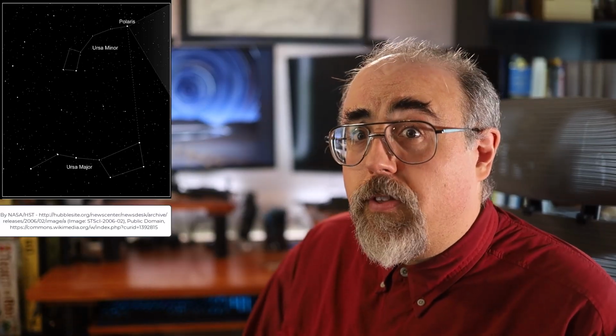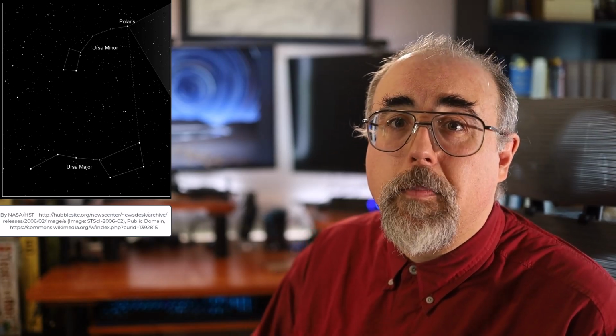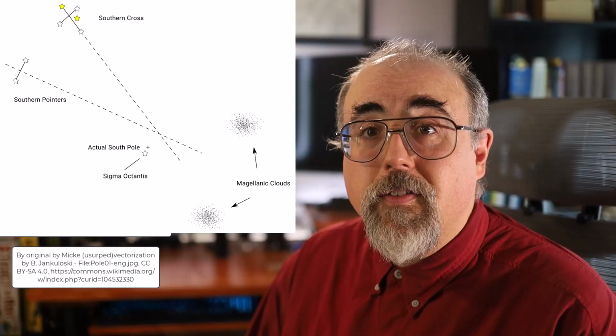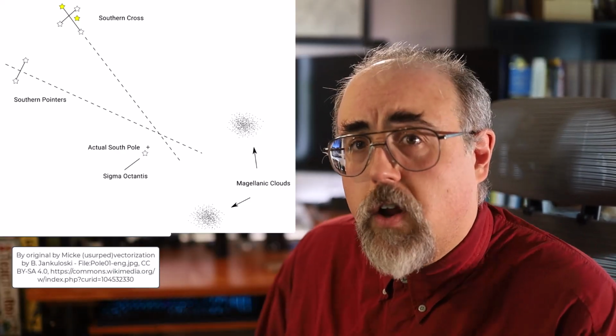There isn't a South Star, unfortunately. There are ways to figure out where the South Pole is from the southern hemisphere, but it's a bit more complicated on the southern side because it's not this very conveniently placed star.